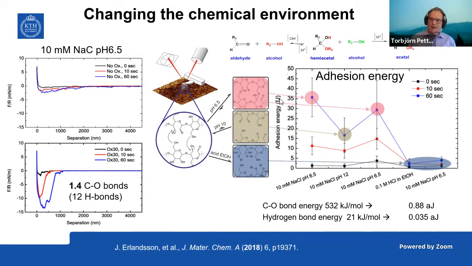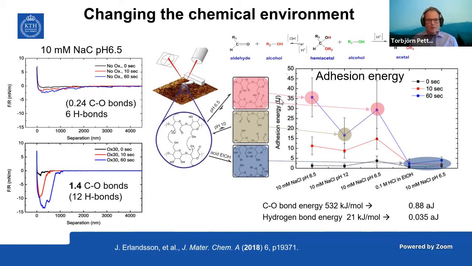If we assume it's hydrogen bonds, it should be 12 hydrogen bonds that will break. So it seems to break something more than hydrogen bonds. It's highly believable that we actually break C-O bonds in the hemiacetal, and it could generate up to 2 C-O bonds per glucose ring that is oxidized. We got a measure of 1.4, which is quite good.